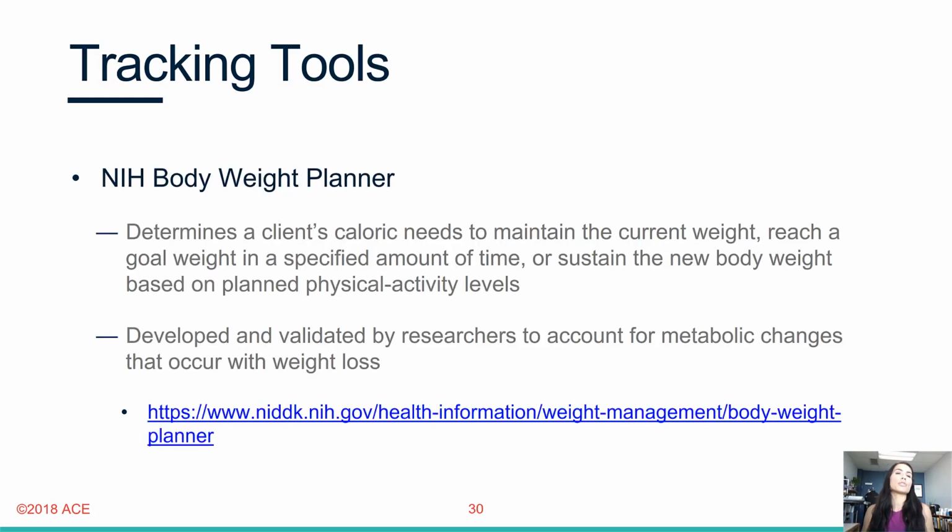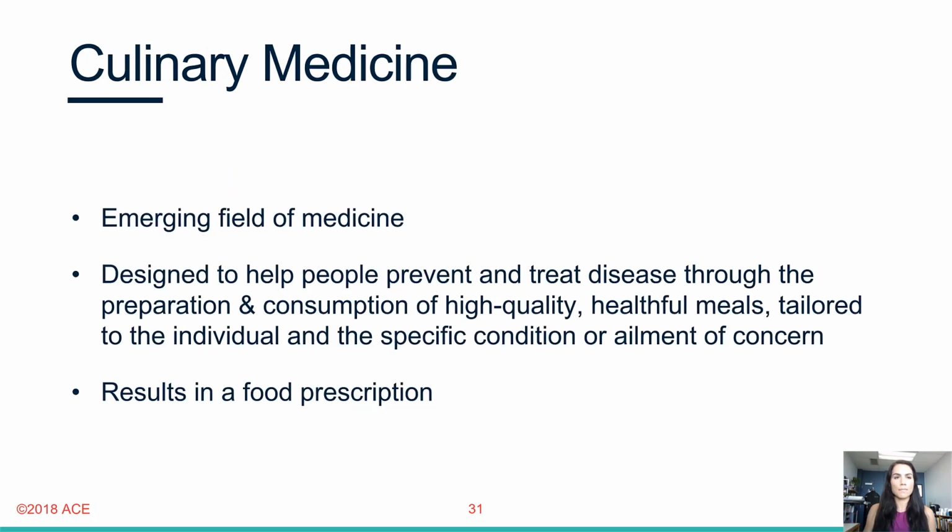So this is another helpful tracking tool, and this is from the National Institutes of Health, the NIH Body Weight Planner. It determines a client's caloric needs to maintain their current weight, reach a goal weight if they want to do that, or sustain a new body weight based on planned physical activity levels. It's been developed and validated by researchers so that you can see and account for metabolic changes that occur with weight loss. So that hyperlink, if you click on that, you can go to the NIH Body Weight Planner. Again, this is a nice tool to add to your toolbox.